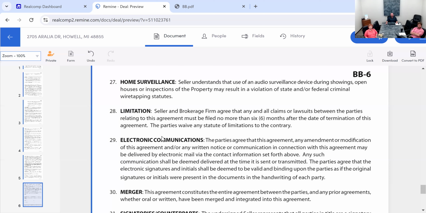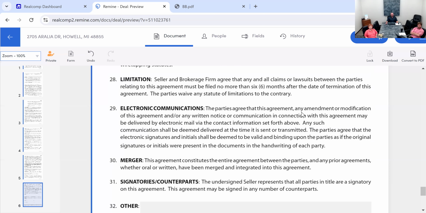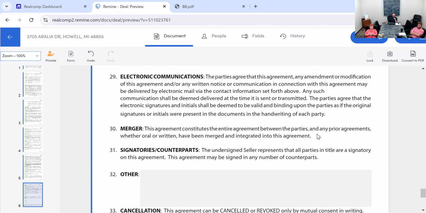says no. Electronic communications. All right, they're a thing. I've spoken a lot in the last hour and a half, and I'm kind of running low, but thankfully we're almost done. Parties agree that electronic signatures and initials shall be deemed to be valid and binding. That's the important part of this. This agreement constitutes the entire agreement between the parties. Any prior agreements, whether oral or written, have been merged and integrated into this agreement. So that's good to know.